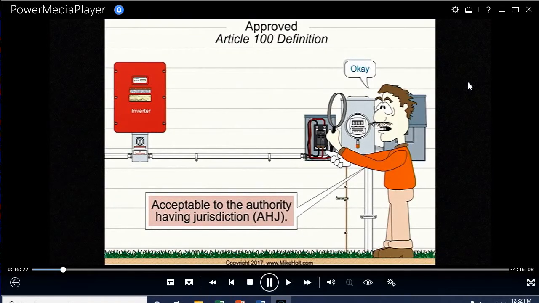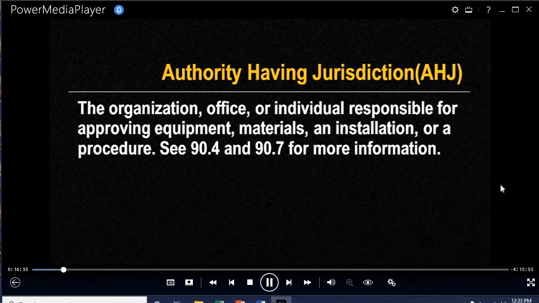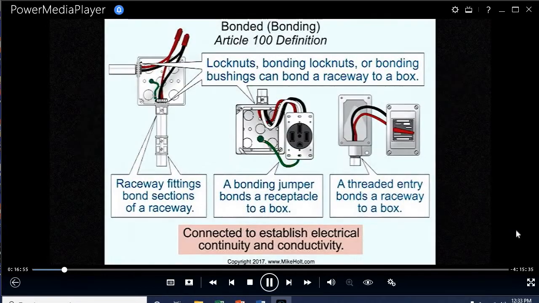Let's take a look at the next definition, which we talked about in 90.4: approval is acceptable to the authority having jurisdiction. So what is the authority having jurisdiction? It's an organization, an office, or an individual responsible for approving equipment, material, and the installation, or a procedure. See 90.4, which we talked about. We didn't discuss 90.7 because it had to do with the listing of products. But go back there if you need to know more about that.